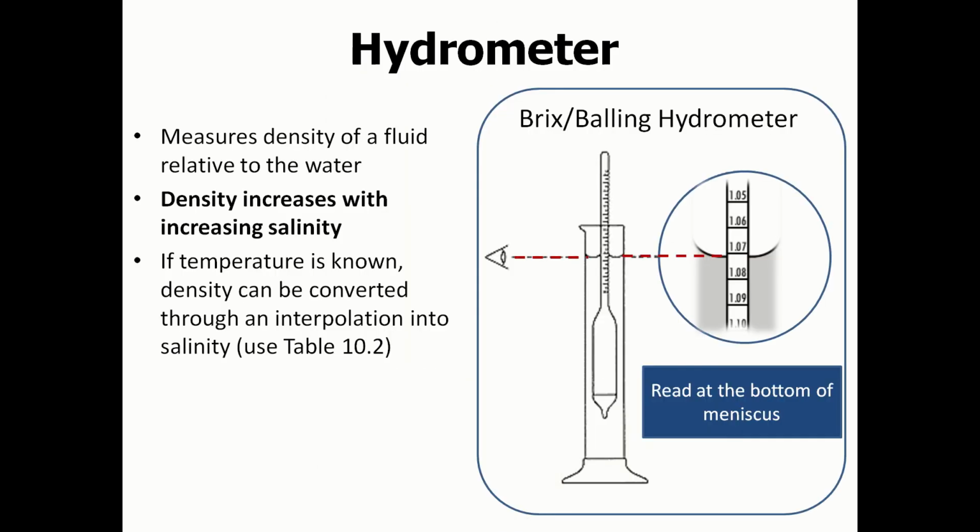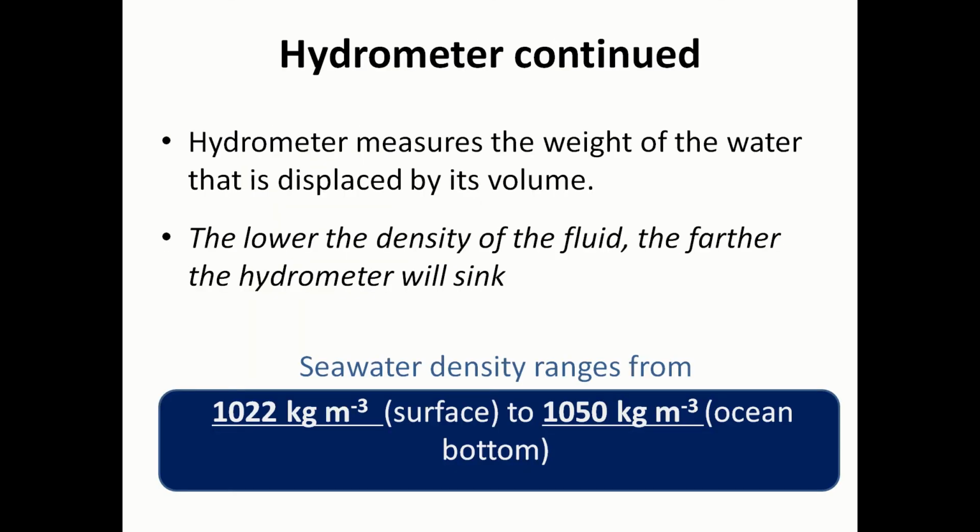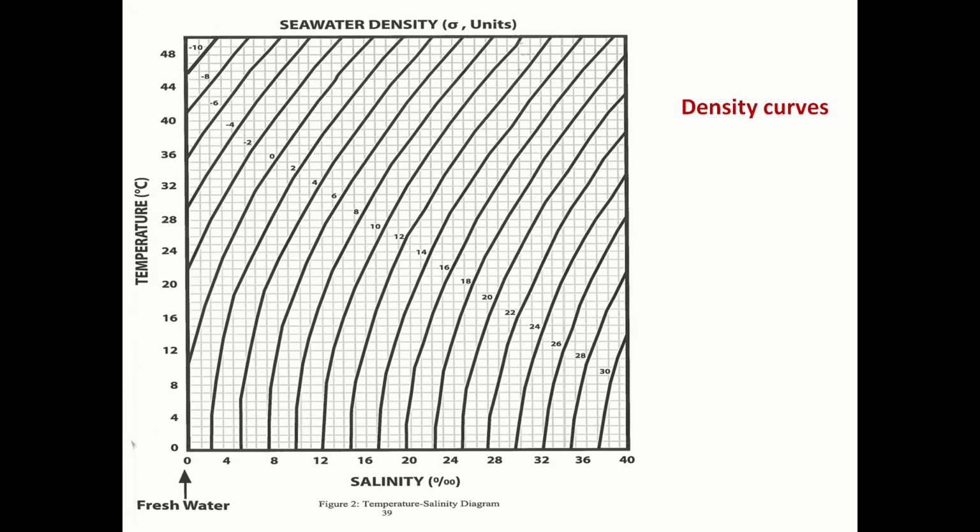A hydrometer measures the density of a fluid relative to the water sample it contains. Density increases with increasing salinity. We can use a chart to convert these density values into salinity values. The hydrometer measures the weight of the water displaced by its volume. The lower the density of the fluid, the further the hydrometer will sink. The saltier the water, the higher the hydrometer will float. This is an example of the seawater density chart. You will see this again in the lab videos.